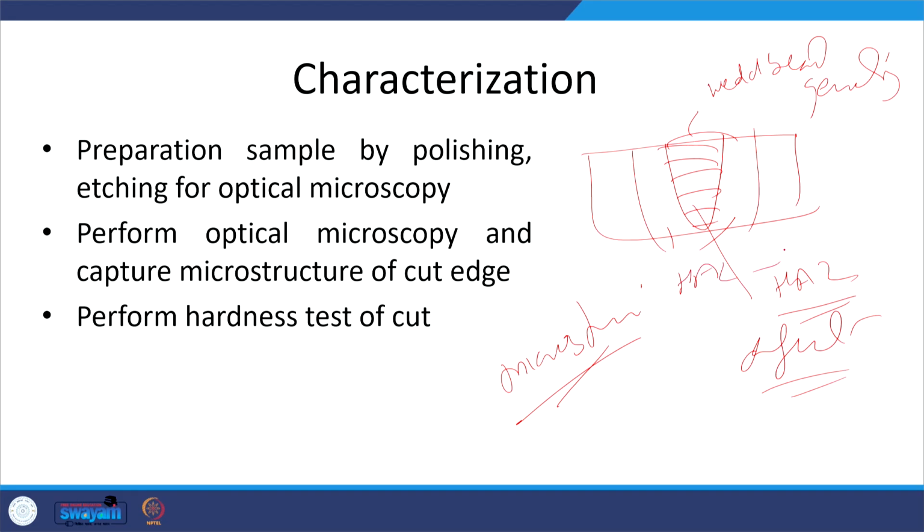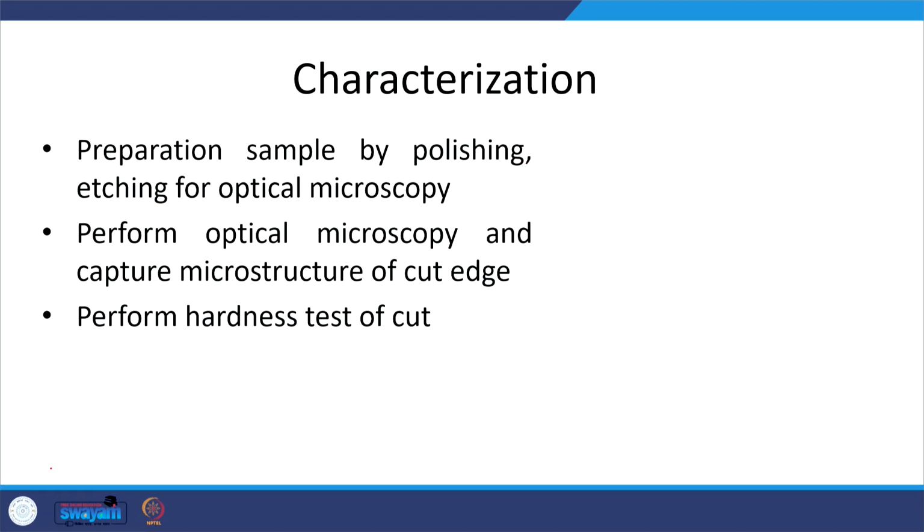For that, it is important that a transverse section of the weld joint is prepared by grinding, followed by polishing and then etching for microscopy. Then perform optical microscopy and capture the microstructural images, and perform the microhardness test in the different zones, say in the base metal, the heat affected zone and the weld zone, to see how the properties are affected by the welding or by the use of a particular kind of filler metal.